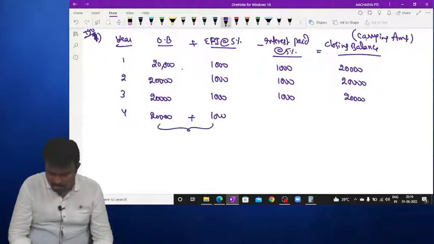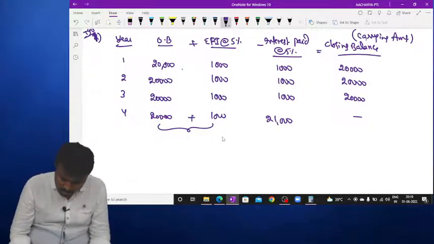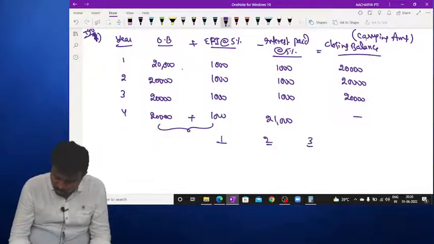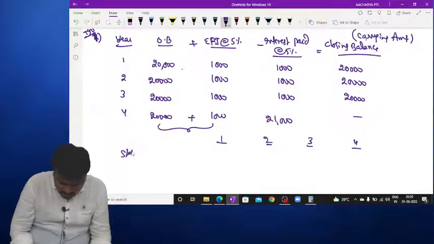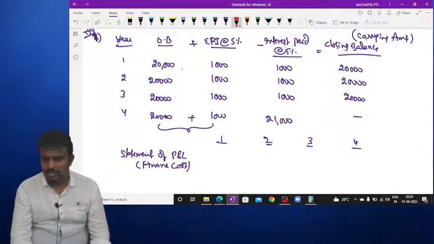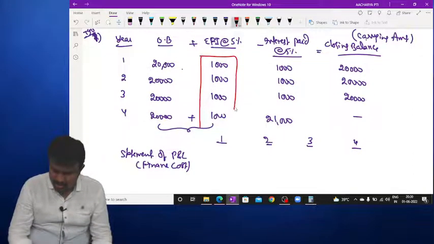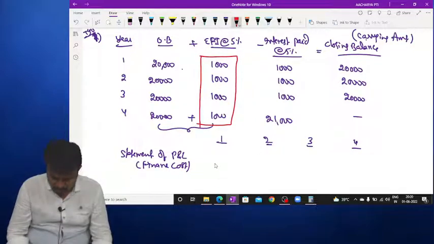These two amounts required to pay because closing balance equal to 0. How much amount we need to pay? 21,000 here. Then in the 4 years, in case of statement of profit and loss, we have to show the finance cost. So here effective rate of interest and interest rate both are same, but remember in P&L, interest expense to be shown is nothing but effective rate of interest. How much? 1,000, 1,000, 1,000 and 1,000.